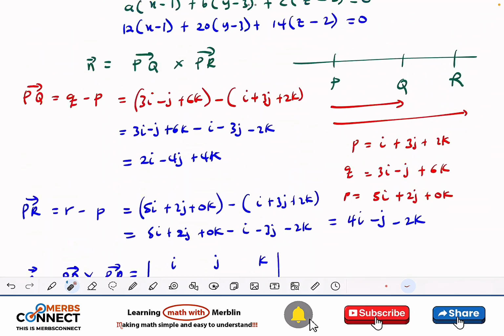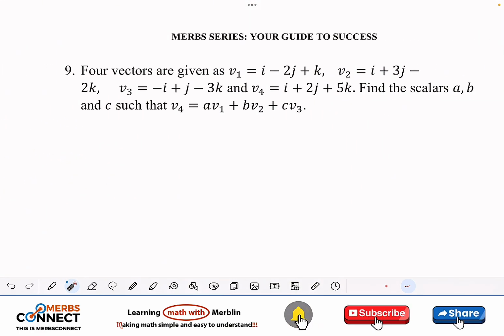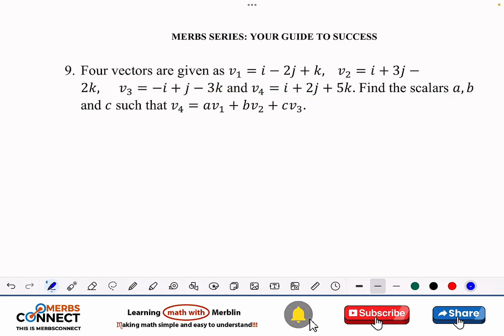All right. So now let's look at question 9. I mean, that's the last question for the day. So let's finish it up. So we have this that we want to work with, right? So we want to find A, B, and C such that these guys are the same, right? So this one is like a linear combination. So we have Vin 4 is equal to A Vin 1 plus B Vin 2 plus C Vin 3.